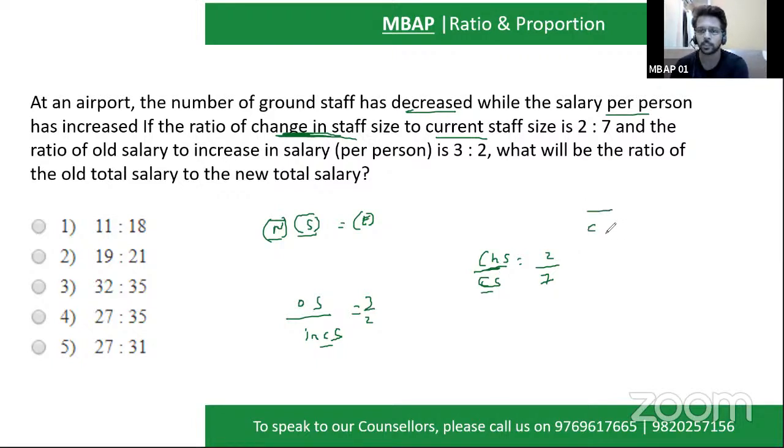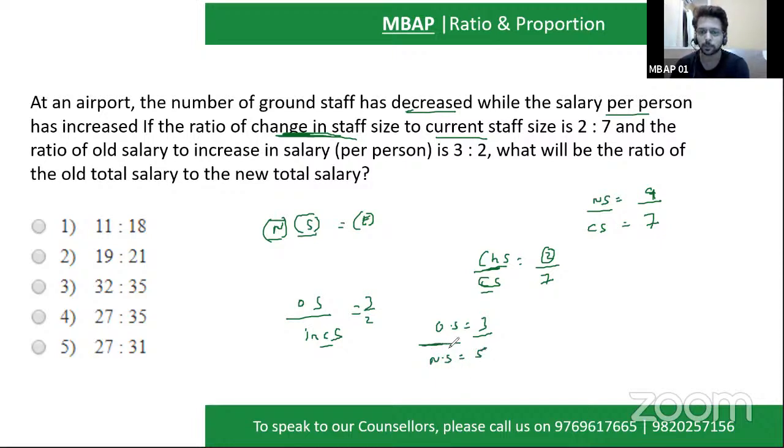So imagine if the current staff is 7. If the change in staff is 2, so we can say the new staff will be how much? 9. Because it is 7 plus 2, which is 9. The original salary is 3. The change in salary is 2. So the new salary will be equal to 5.